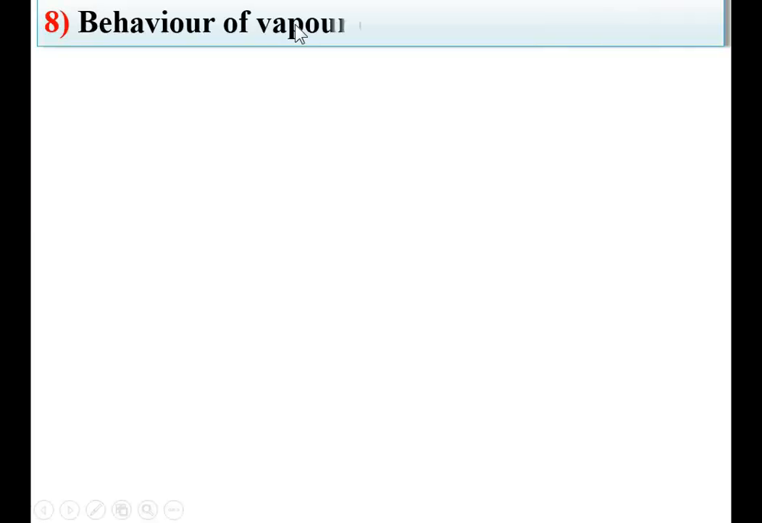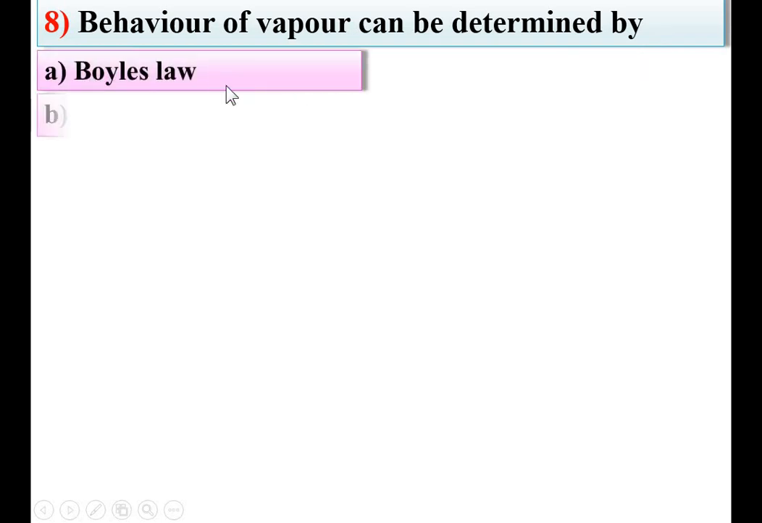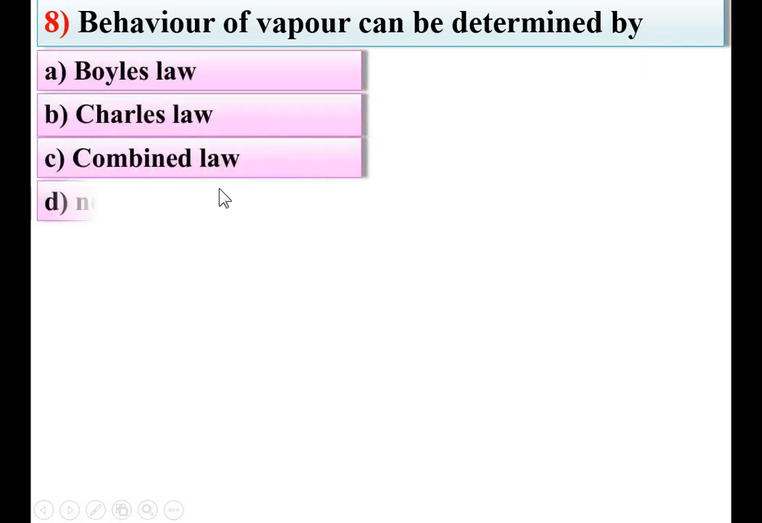Next, behavior of vapor can be determined by option: Boyle's law, Charles' law, combined law, none of the above. So here behavior of vapor, and as we know that Boyle's law, Charles' law and combined law are actually related to the ideal gas, but vapor is not considered as ideal gas, and so none of the above is the right answer.